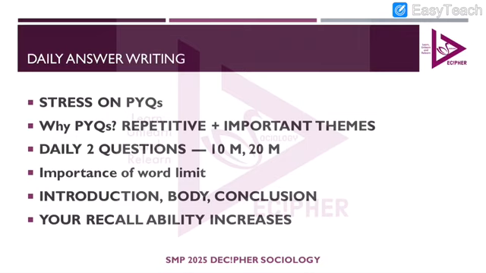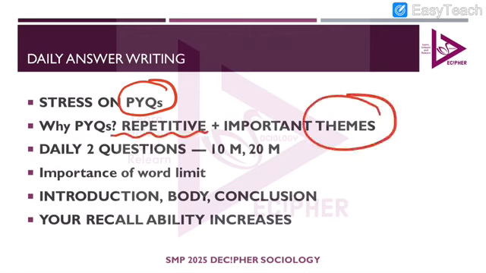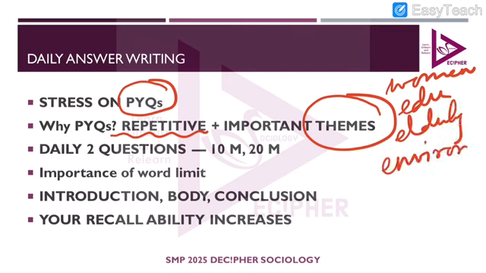About daily answer writing, our stress will be on previous year's papers or PYQs. You must be asking yourself why PYQs are important. Everywhere people are saying PYQs, because the questions are repeated and most importantly the themes are repeated. For example, questions are asked on women and child, questions are asked on education, on elderly, on environment. So once you get to know the pattern, you will be able to prepare for the exam very well.